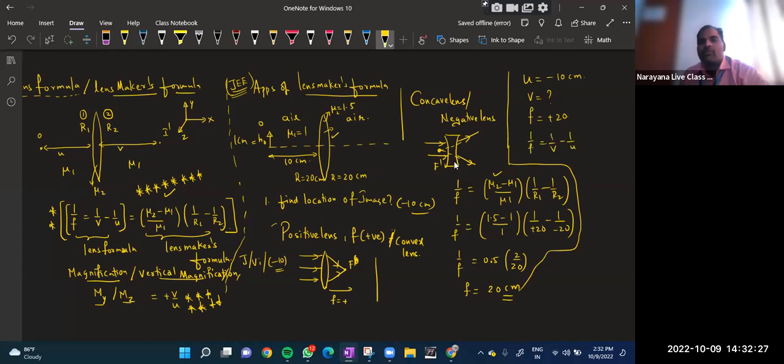V equal to how much? uf divided by u plus f. Correct? Check it. U value how much? Minus 10. F value 20. U value minus 10 plus 20. Minus 200 divided by 10. Minus 20. So your answer is 220? No, sir. Here something is a mistake, sir. Who did this problem? You cannot accept this.